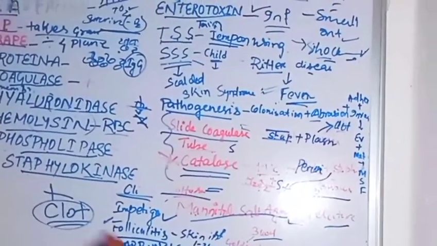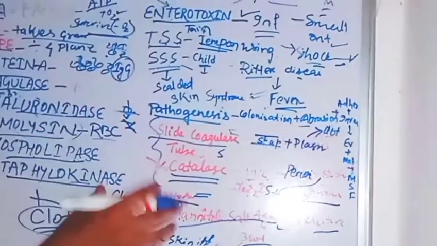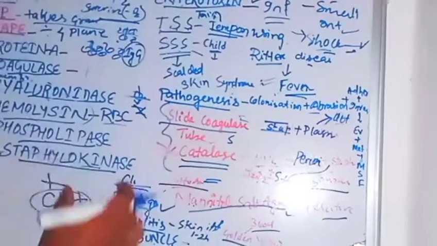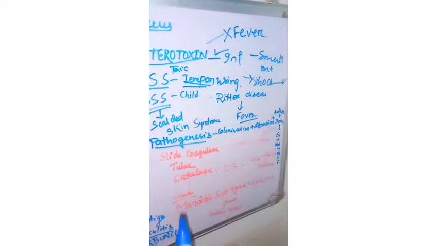Then carbuncle. Carbuncle is when skin inflammation and abscess are found in a folded area, such as the lower extremity fold. Then impetigo. Impetigo means red patches present on the skin. So this is all about the infections of Staphylococcus.